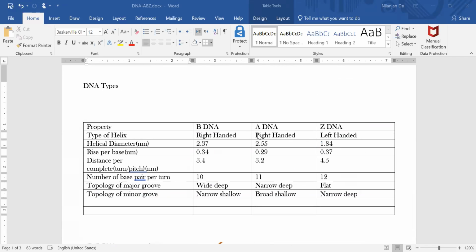A is considered as a more condensed form of B. B is the standard form that we are studying. B is the standard form that we take into consideration whenever we are discussing any aspect or any concept related to the DNA, like the DNA replication process or the protein synthesis process.